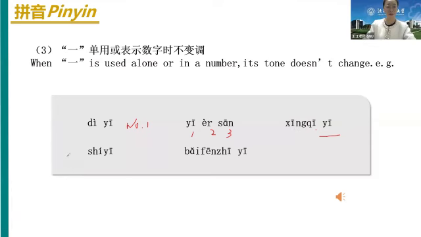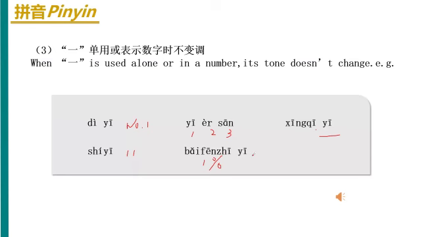OK, so go on. 十一, it means 11. 一百, 100%. You can read it yourself. Yes, it means 100%. OK, 谢谢, thank you. 不谢. OK. So, are you clear?